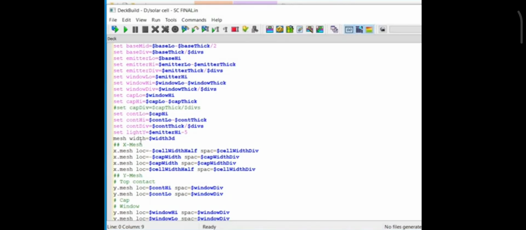The mesh, with the width 3D X meshing. I am using the variable parameter cell width half with the spacing cell width division. This is the X meshing. This is the Y meshing.